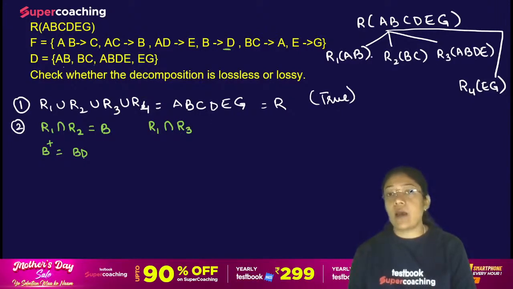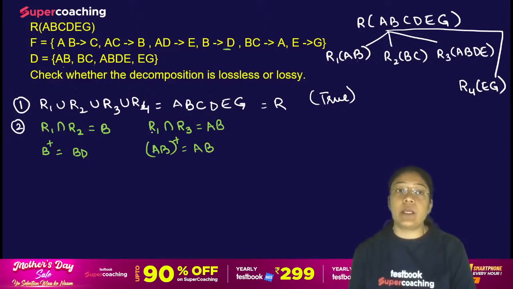As of now, we have four subrelations. Common attribute between R1 and R3 is AB. Find out AB closure. AB will surely be determining itself, AB. And after that, if AB also determines, then this is behaving as a key for R1. तो मैं यहीं पे बोल सकती हूँ कि R1 और R3 को हम join कर सकते हैं because this is a key for R1. But if you want to find out the proper closure, you can.